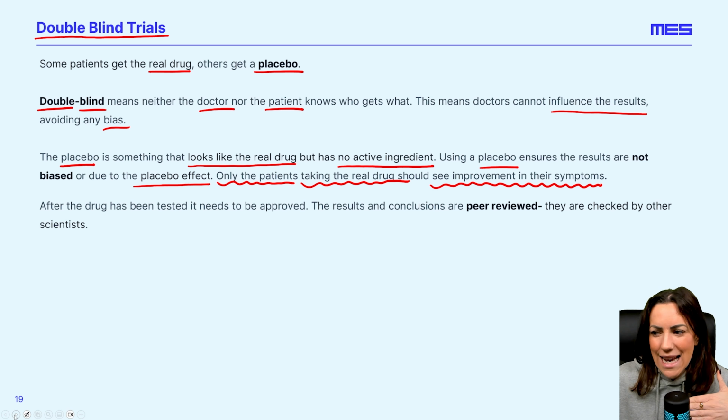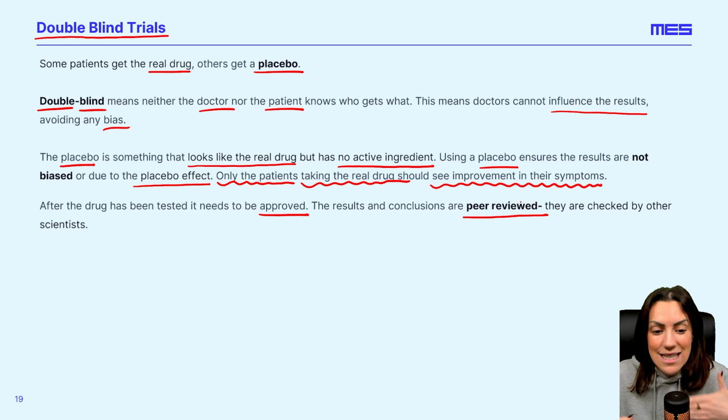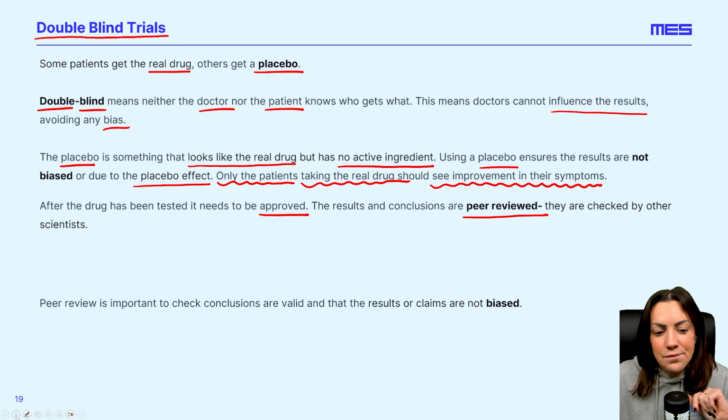After the drug has been tested, as I mentioned before, it does still need to be approved to be used. So the results of any drug trial and the conclusions from the drug trial will be peer reviewed. So this means that other scientists will look at the results and analyze the data. They might carry out their own tests, their own drug trial.